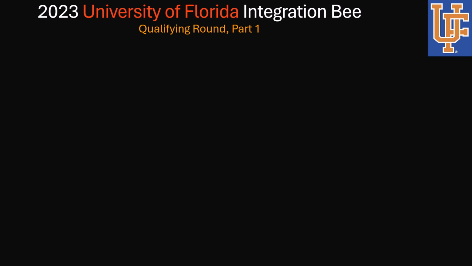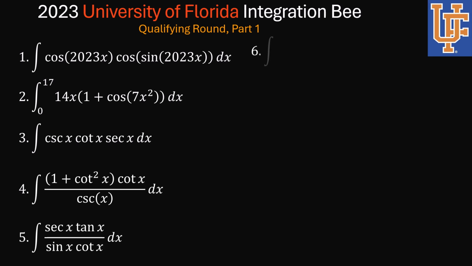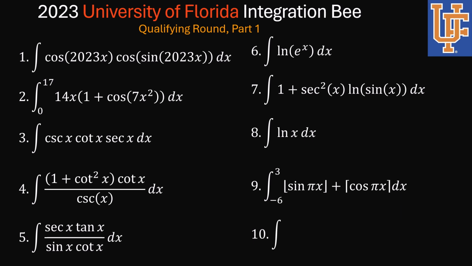With the mathematics. Today we're on the 2023 Universal Florida Integration B qualifying round, and we'll look at the first part that involves solving the first 10 problems. Problem 1, problem 2, problem 3, problem 4, 5, 6, 7, 8, 9, and 10. So this is what we'll be focusing on today.